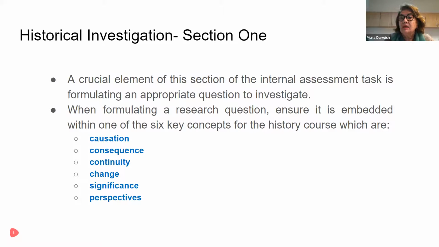Okay. To what extent, for example, did a defeat in a battle have the consequence of a leader's removal from power? And here we are looking at a very specific historical event, okay? And in subsequent slides, we will look at a suggestion for developing the research question of the historical investigation.